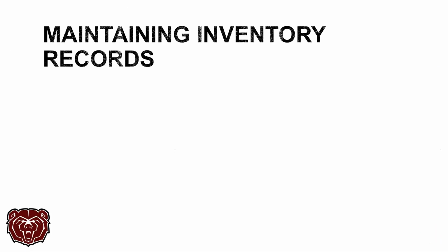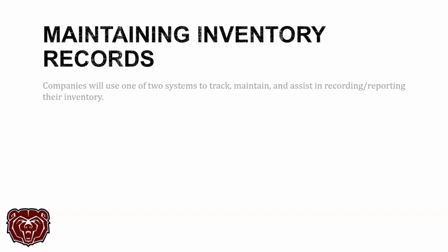Okay. So, maintaining inventory records. This is what you think of when you consider going in and doing what they call inventory, right? You're inventorying. You're making sure that what you say you got is what you've actually got, okay? You are going to use one of 2 systems to track, maintain, and assist with recording and reporting your inventory. The first one is kind of the most common one. This is the one we see most typically, and this is your perpetual inventory system, okay?